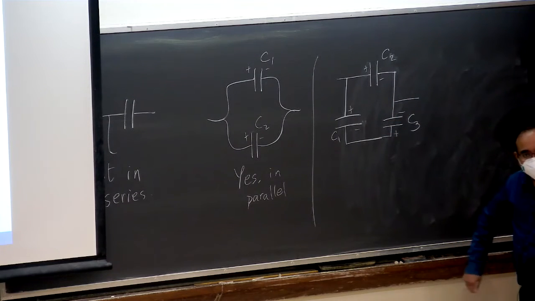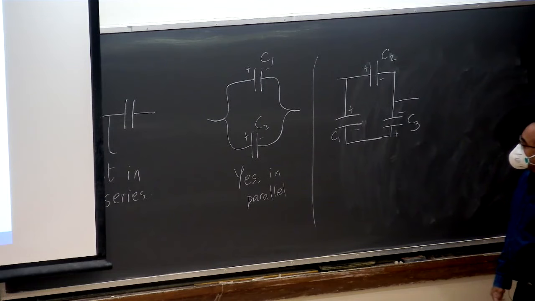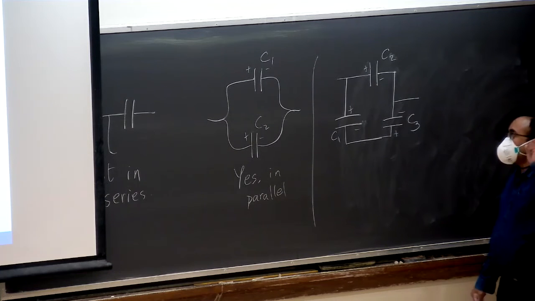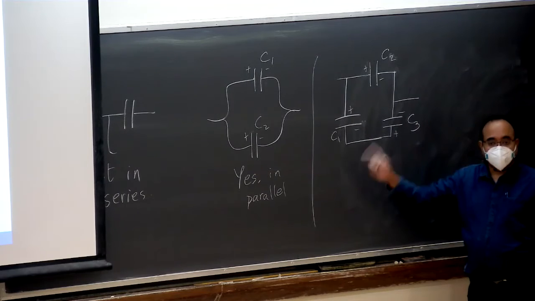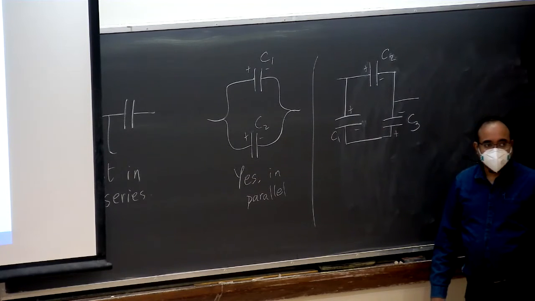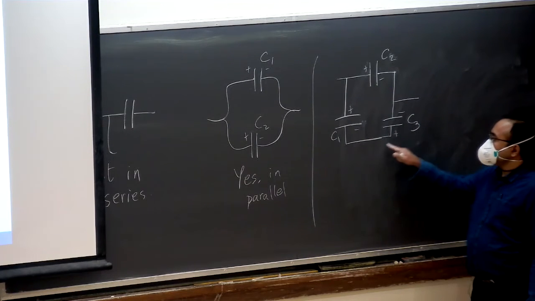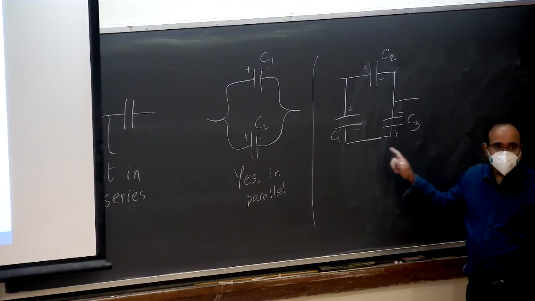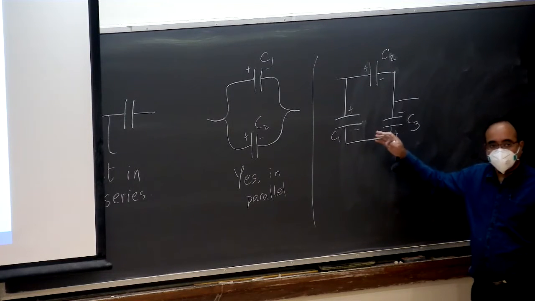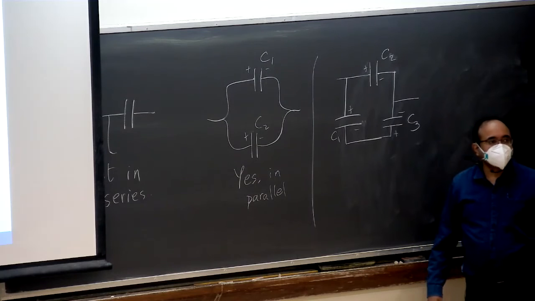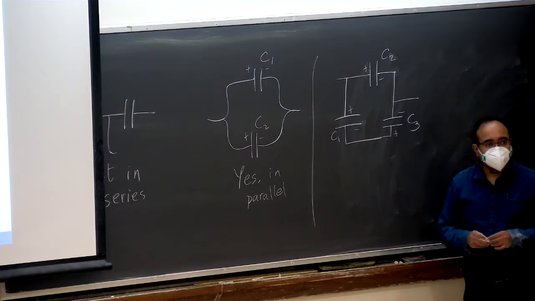Would you say that C2 is in parallel with the equivalent of C1 and C3? Yes, you can say that. C2 is in parallel with the combination of C1 and C3. So you could say that C1 and C3 are in series, right? Reduce that into an equivalent capacitance, and then that combo would be in parallel with C2. Questions?